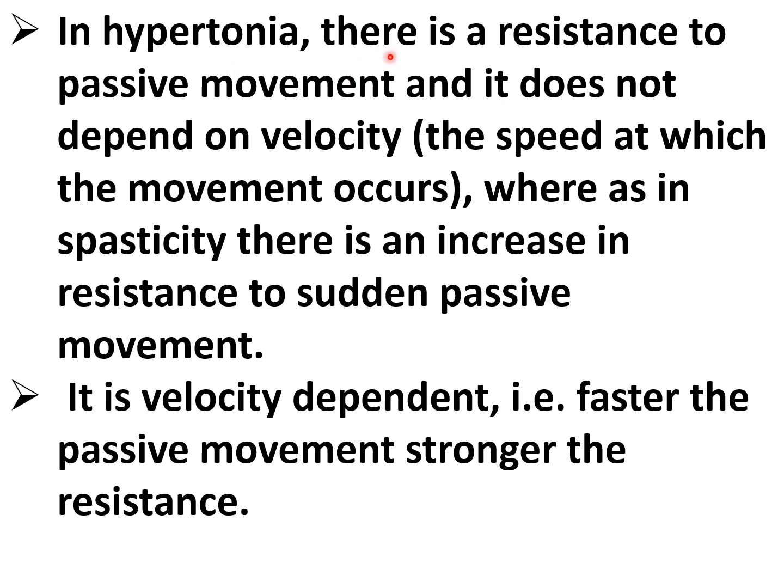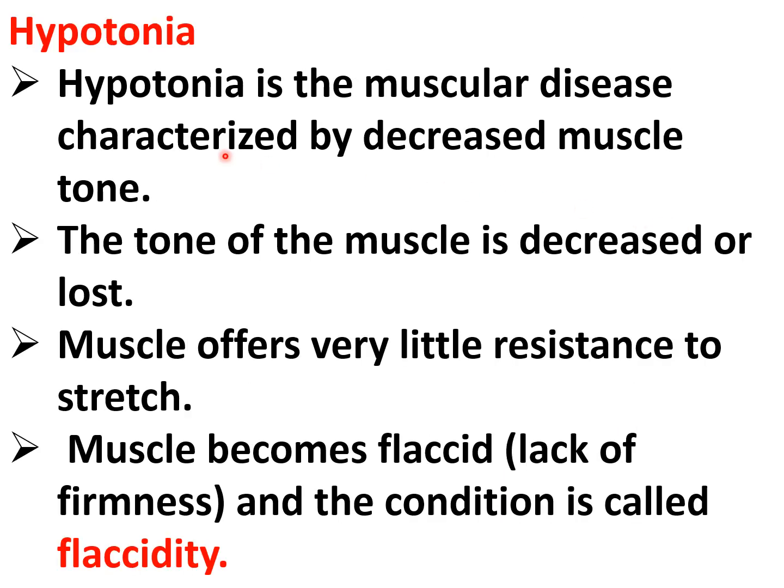In hypertonia, there is a resistance to passive movement and it does not depend on velocity, meaning the speed at which the movement occurs. Whereas in spasticity, there is an increase in the resistance to sudden passive movement. It is velocity dependent, meaning the faster the passive movement, the stronger the resistance.